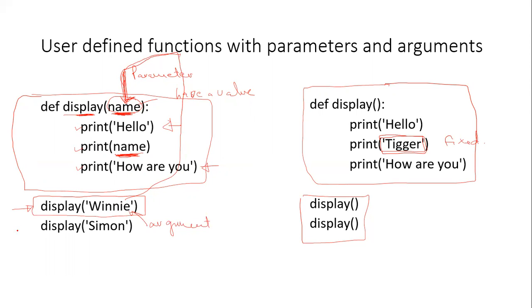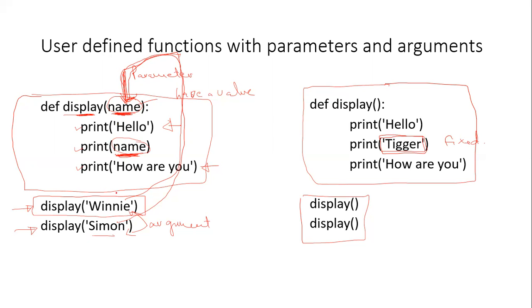Look at the next call of the function. I'm now calling the same function, but this time round, I'm calling it with Simon. So the argument is called Simon. So this value is now sent to the parameter name. So now name has the value Simon. And it's going to come and display hello. And then when you're printing the name, it's going to print the value in the parameter name, which is Simon.